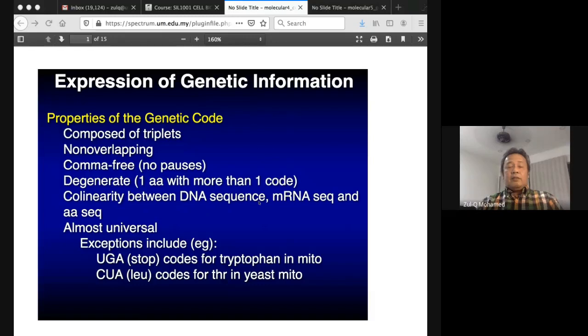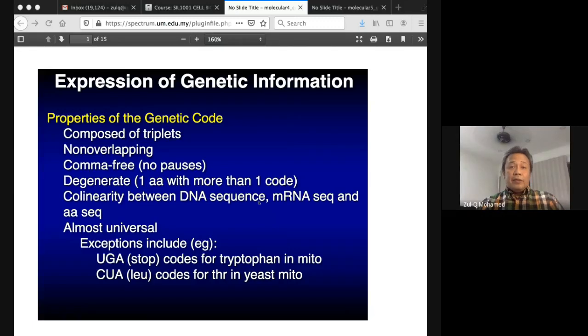Collinearity means that the DNA will determine the mRNA, and then the mRNA will determine the amino acid. If there's a change in DNA, then mRNA will change, and then the amino acid will also change. So this is the collinearity. There's always a consistency between DNA, mRNA, and then the resulting amino acid. That's where we study mutations. If there's something wrong with the amino acids, you can actually trace it in the DNA. All right? Okay.